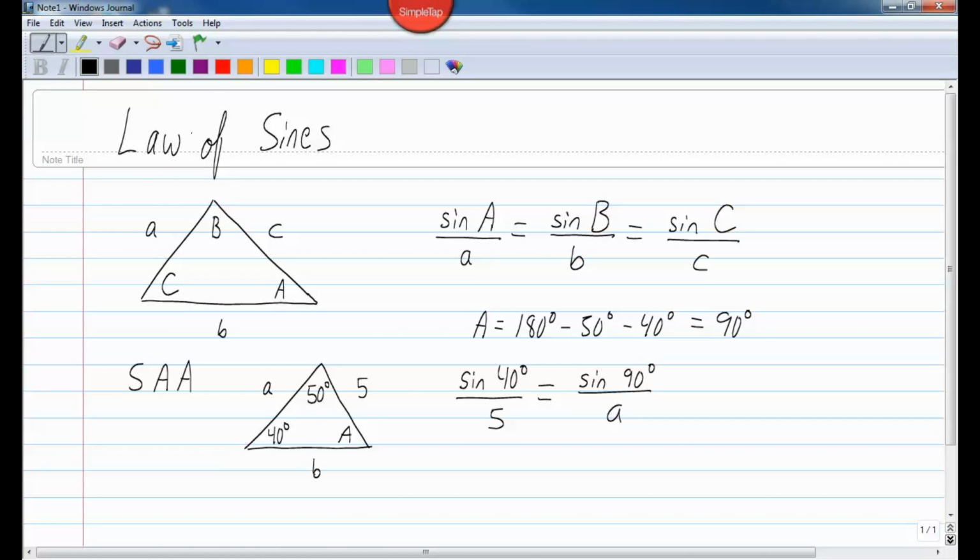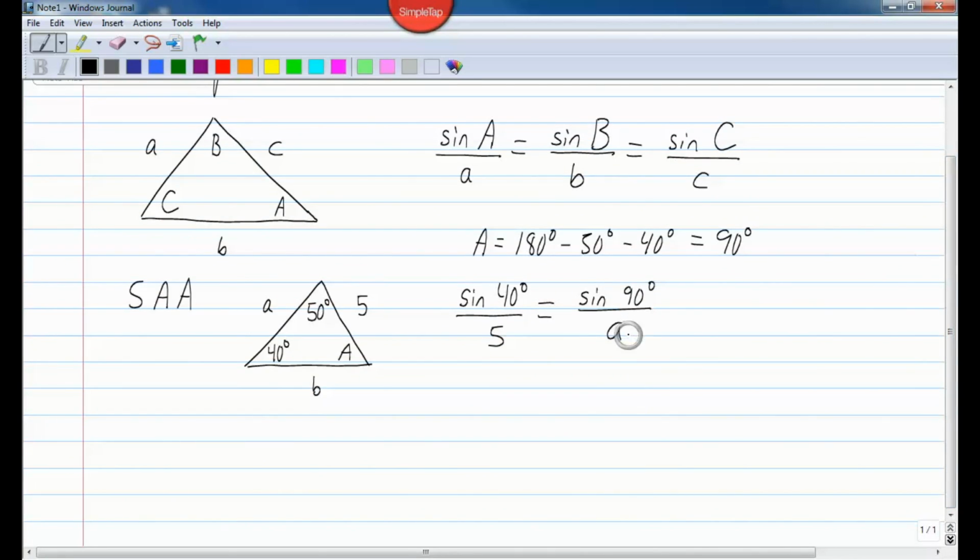Alright, so I set two of the fractions or proportions up. I have to use this sine of 40 degrees over 5 to solve for the other sides that I don't know. And then I set up this other proportion, this one here, to help me solve for side A. Now, I have one variable. That's what we must have. We can't have more than one variable whenever we're working one of these out with the law of sines.